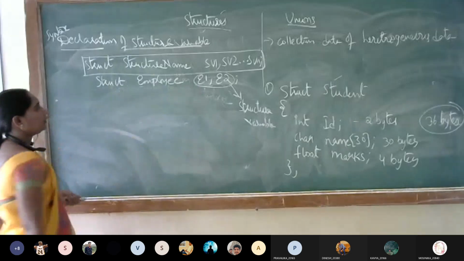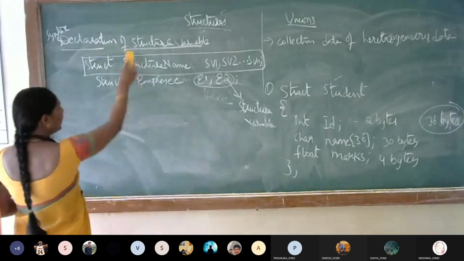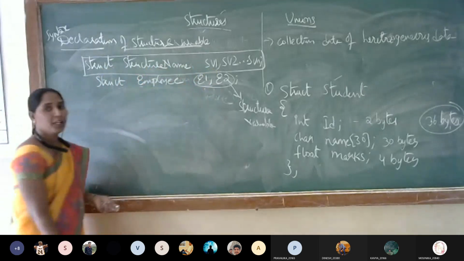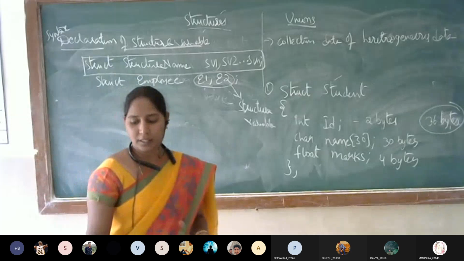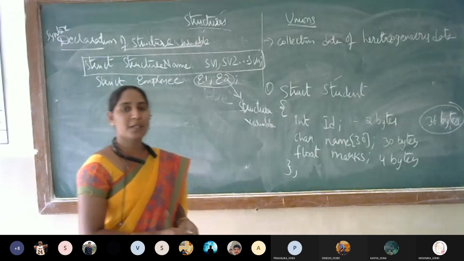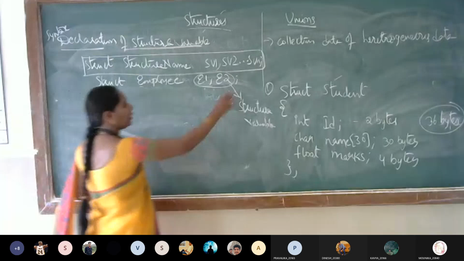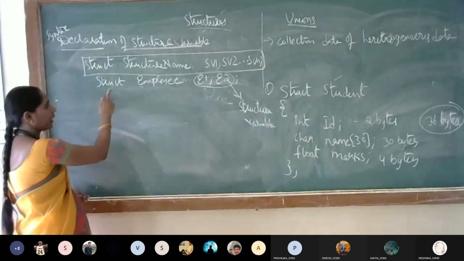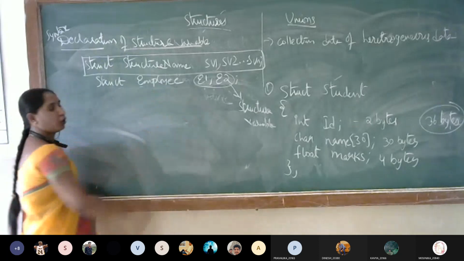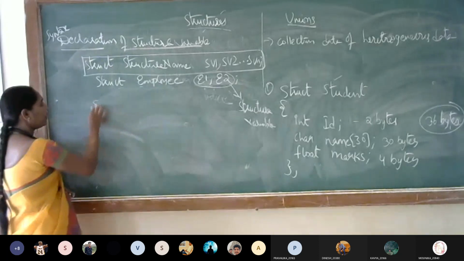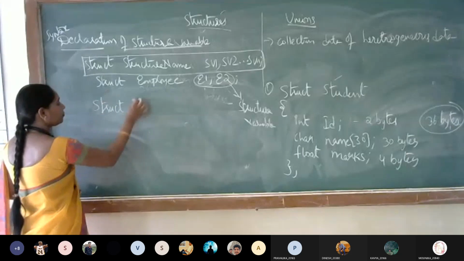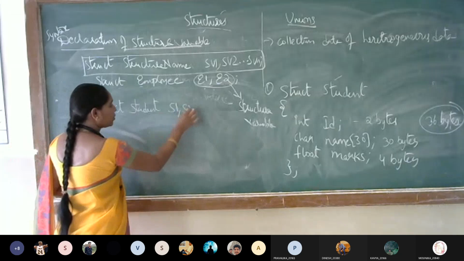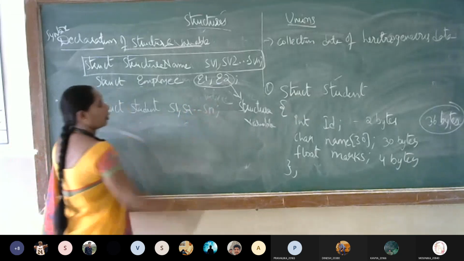The declaration that we use for defining structure variables is struct followed by the structure name, then specify the variable list. The variable list should be separated with the comma operator, and finally it should be terminated with a semicolon. So one example I have taken here is struct employee E1, E2. If I want to create the same thing for student, I'll write struct student S1, S2 and so on to Sn semicolon.